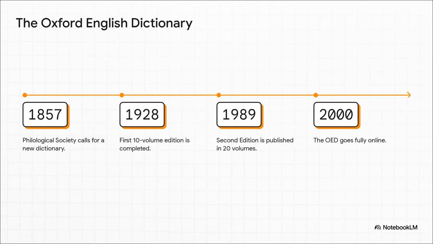And if you want to see this craft in action, the absolute heavyweight champion of the world has to be the Oxford English Dictionary. Just look at this timeline. It started as an idea way back in 1857. It took decades just to finish the first edition. Then it grew from 10 volumes to 20. And finally, in the year 2000, it went fully online. You can literally see the evolution of this entire field, from pen and paper to massive digital data.